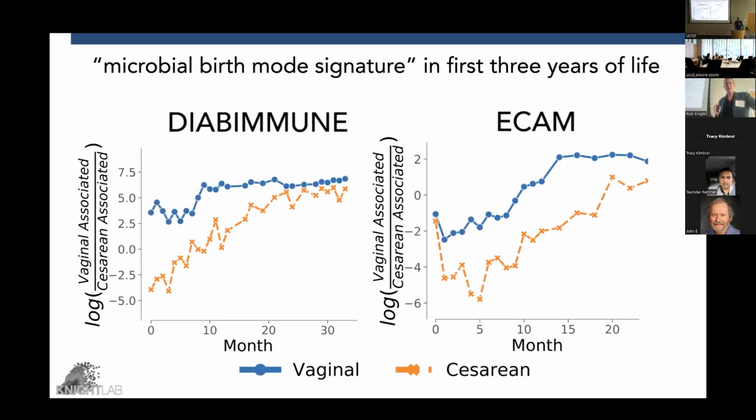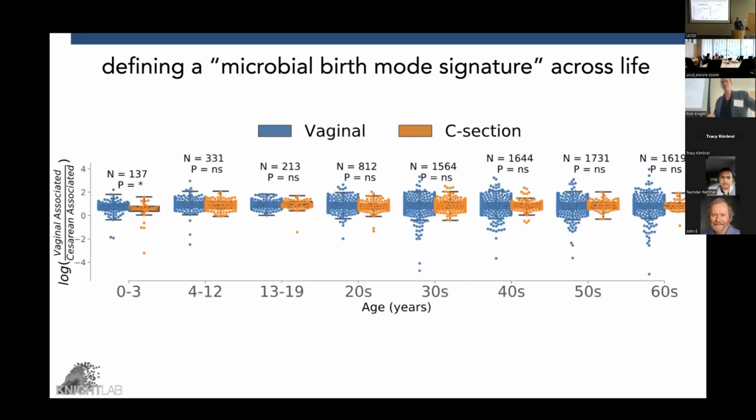And so this microbial birth mode signature was persistent over the first 3 years in both of these cohorts. What's interesting is we could then go to the American Gut population and show that in that population you see the same signature over the first 3 years of life, but then in older adults you don't see it, at least in healthy individuals. So we thought, aha, maybe we're seeing this early life signature that then gets erased.